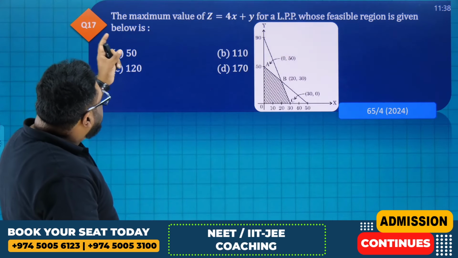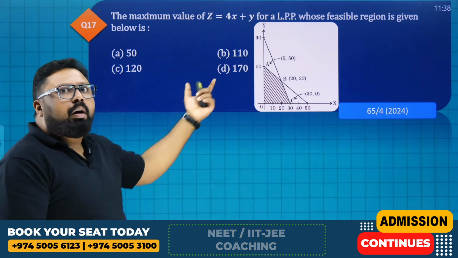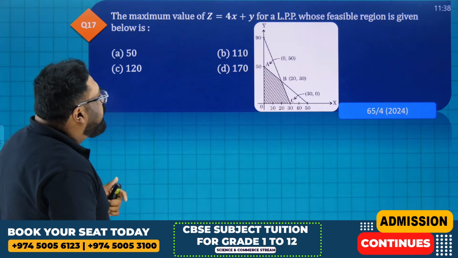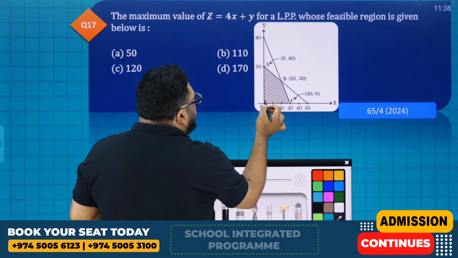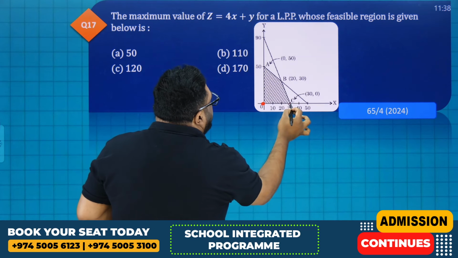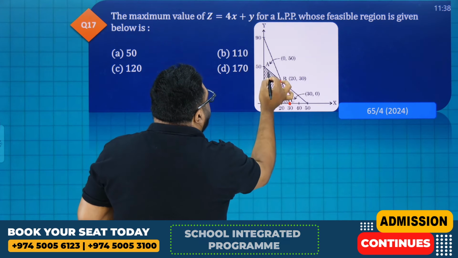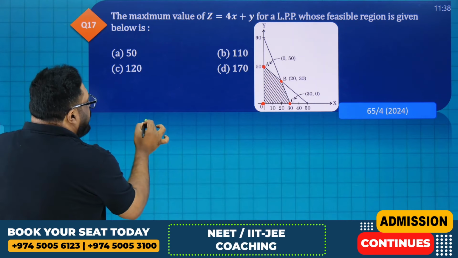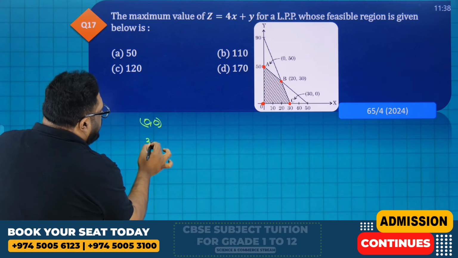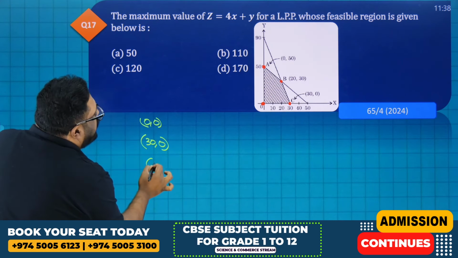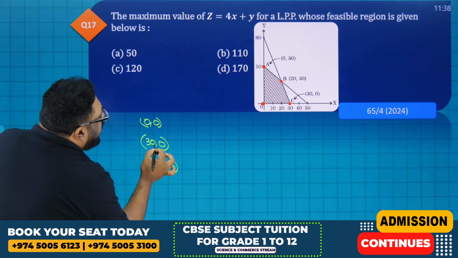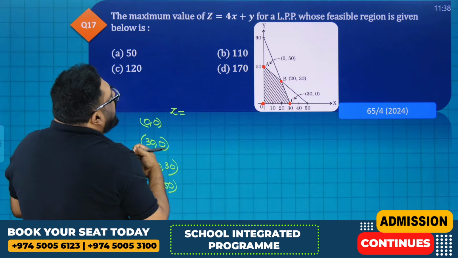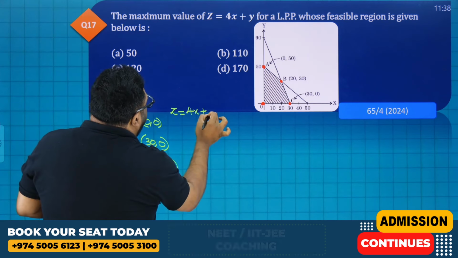Okay? Next one. The maximum value of z occurs at what point? Just substitute, my dears, and then find out what is the maximum value. Here we have how many corner points? Just check. 0, 0; 30, 0; 20, 30; 0, 50. Just substitute each of the points: 0, 0; 30, 0; 20, 30; 0, 50. And we will put in our z, which is 4x plus y.